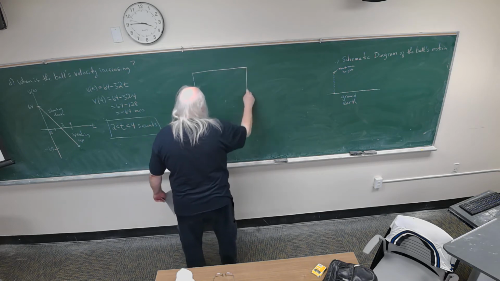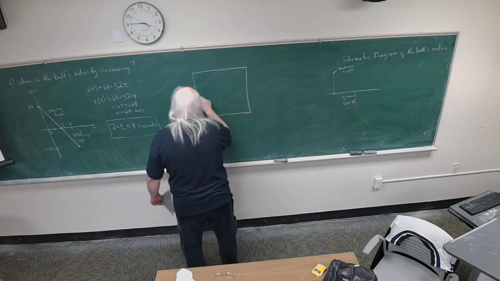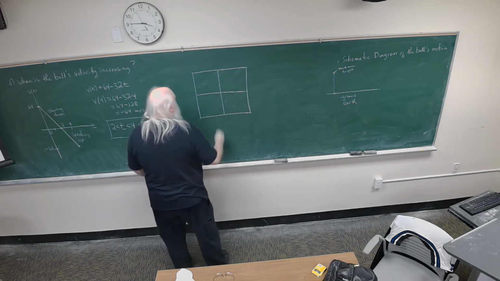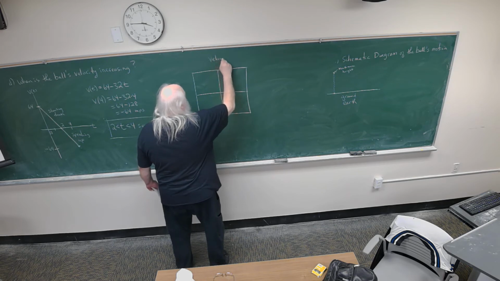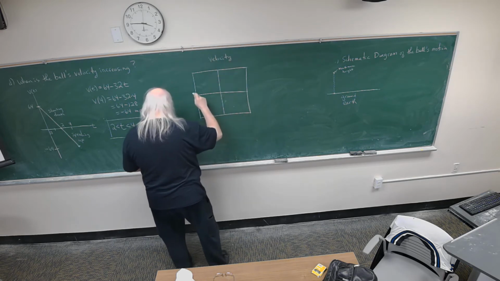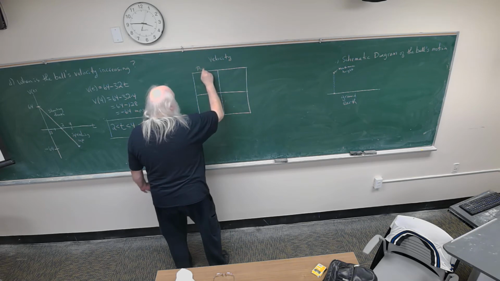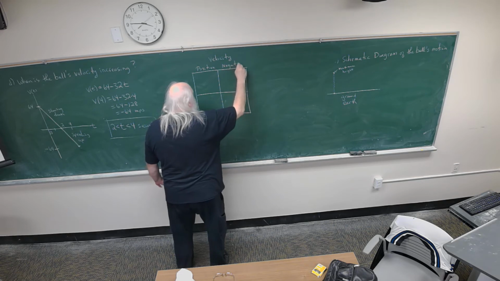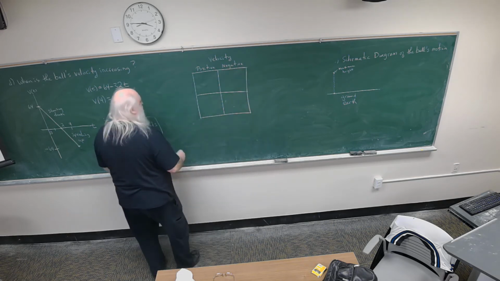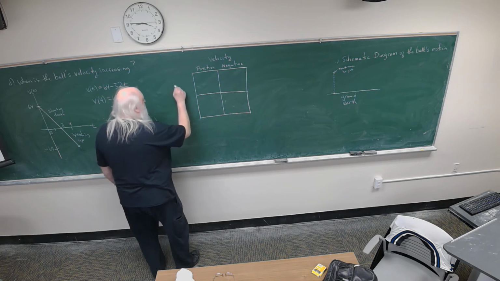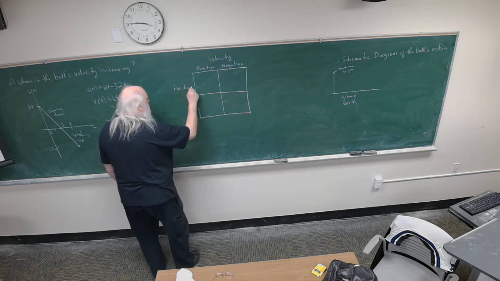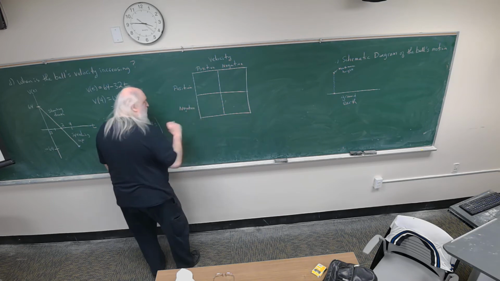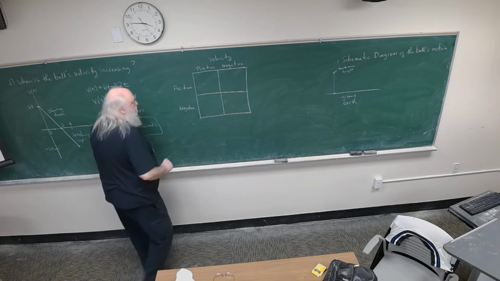So we can do a little diagram to show when an object is speeding up and when an object is slowing down. So the velocity of an object can either be positive or negative. And the same is true with the acceleration. It can be either positive or negative. The sign of the acceleration just tells you the direction of the acceleration. Okay.